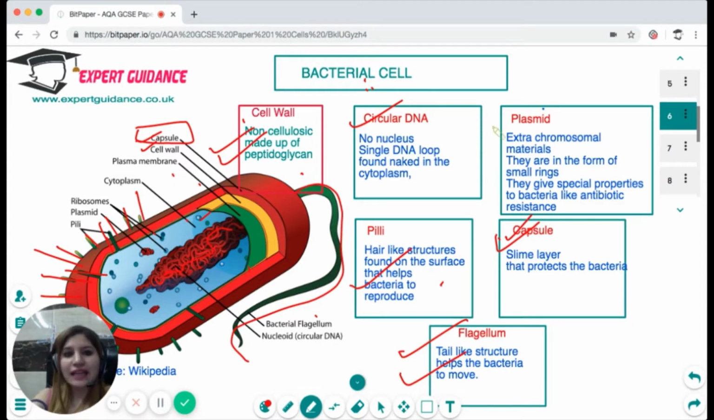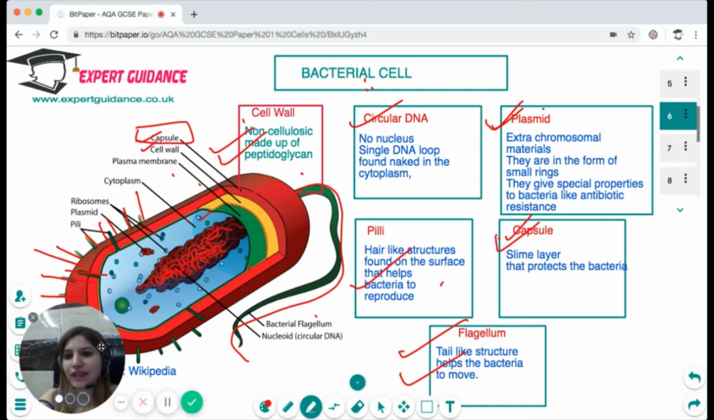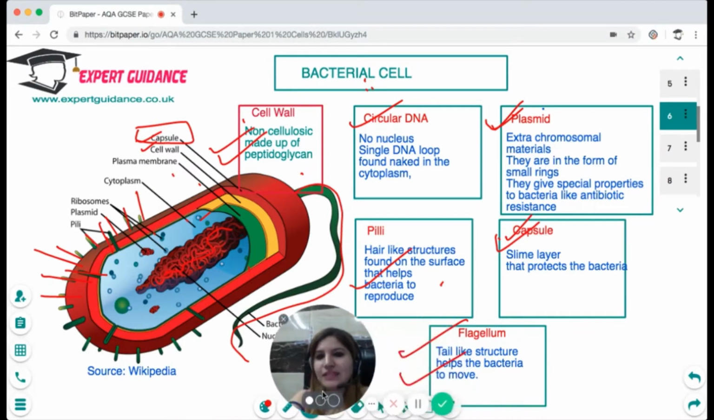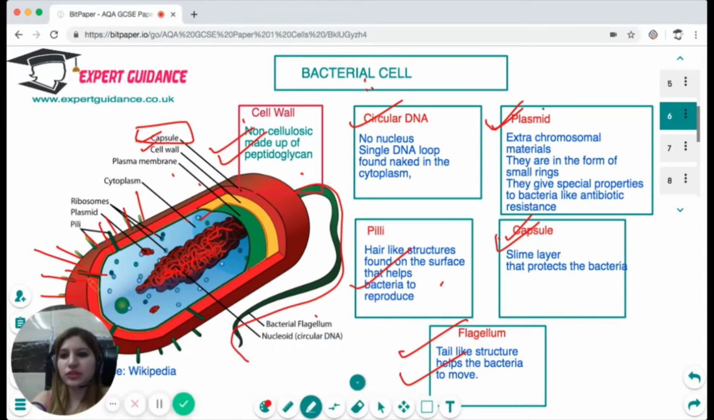and it has some extra chromosomal material. You can see here they have plasmid. Now, plasmids are the extra chromosomal materials which are found in the bacteria. So you can see these extra stretches of DNA. These are plasmids, and they are in the form of small rings, and they give special properties to bacteria like antibiotic resistance. Okay, so I hope all these organelles, this labeling and their functions are clear to you.